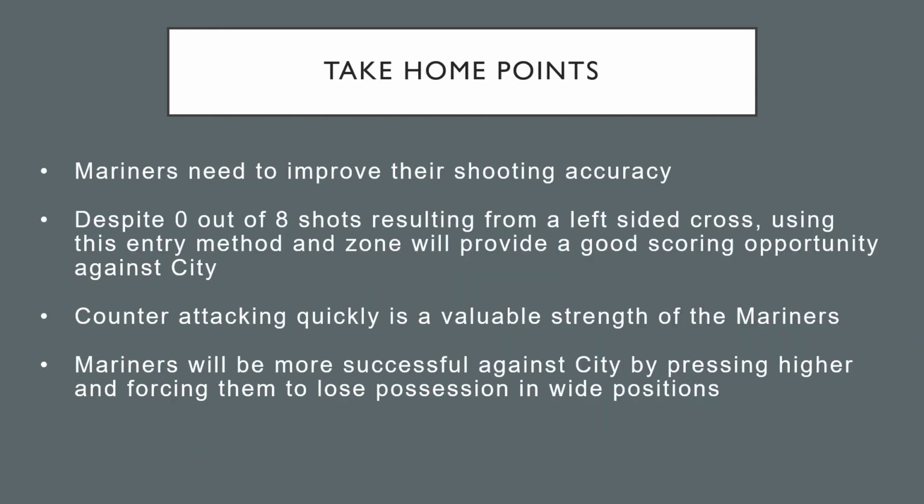So the take-home points of this analysis are the following. Mariners need to improve their shooting accuracy. Despite 0 out of 8 shots resulting from a left-sided cross, using this entry method and zone will provide a good scoring opportunity against City. Counter-attacking quickly is a valuable strength of the Mariners, and the Mariners will be more successful against City by pressing higher and forcing them to lose possession in wide positions.